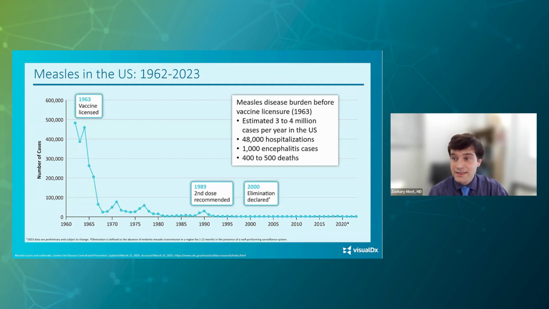Then in 1989, a second measles dose was recommended. A second MMR vaccine dose was recommended as part of the routine vaccination series. And this got the population level immunity above the herd immunity threshold. And eventually, 11 years later, in the year 2000, measles was declared eliminated from the United States. It is important to note that elimination doesn't mean that there are 0 cases. It just means that there's no endemic transmission occurring person to person within the United States for 12 consecutive months.